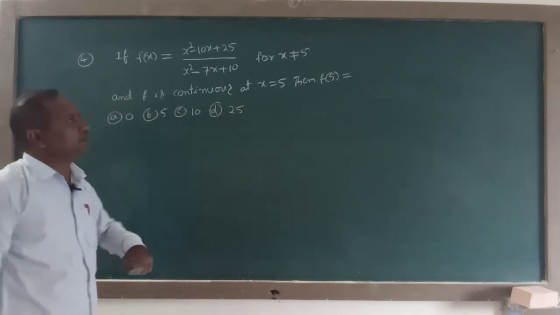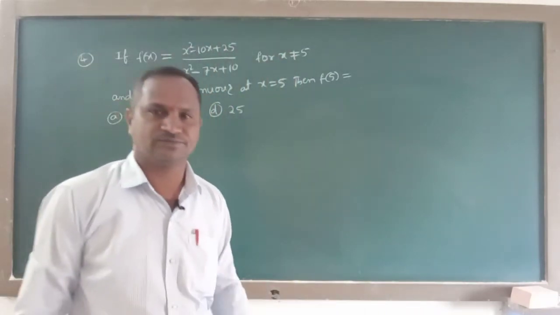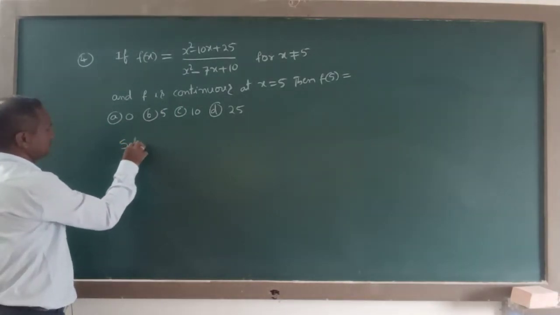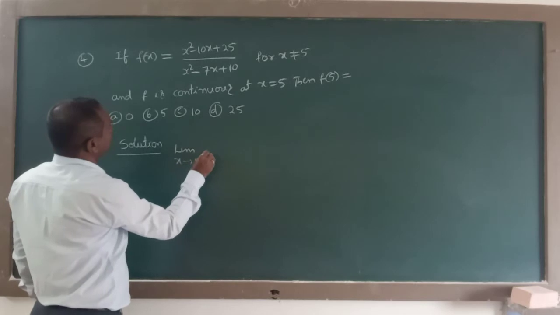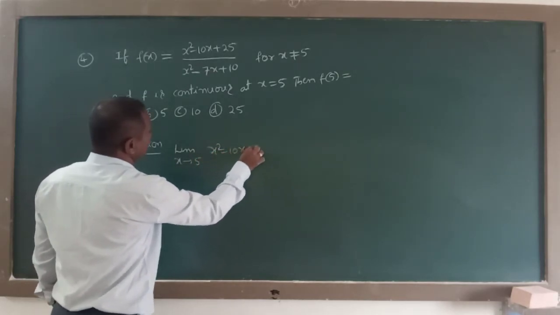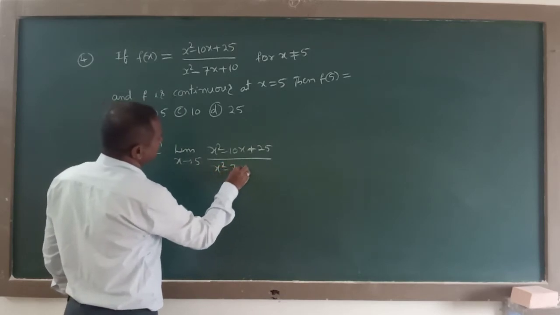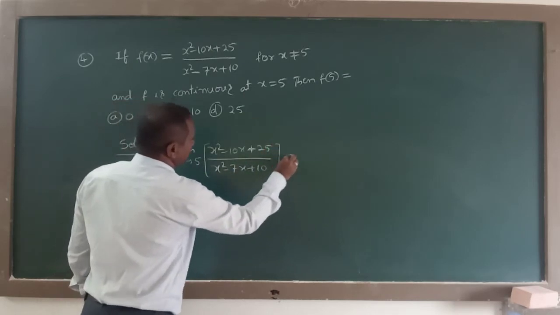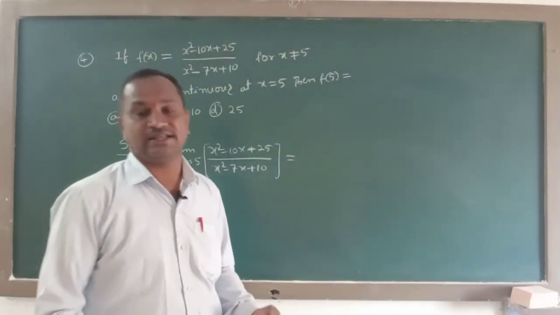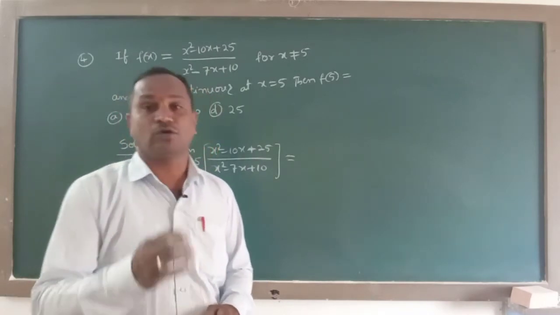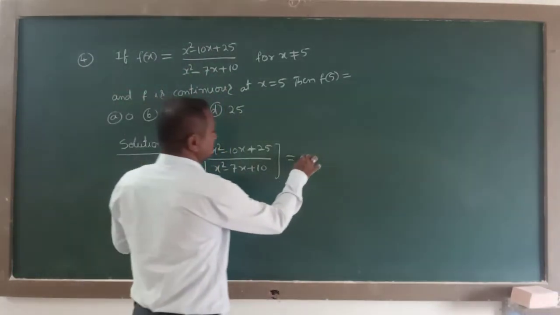Now we are going to evaluate this limit when x is tending to 5. Not equal to 5 means the variable x is reaching 5; that's what they mentioned here. Now the solution to this question: limit x tending to 5 of (x square minus 10x plus 25) divided by (x square minus 7x plus 10). If you substitute x as 5 directly, it reaches 0 by 0 form. Then we have to apply LHR, that is, L'Hospital rule, as I have already mentioned.